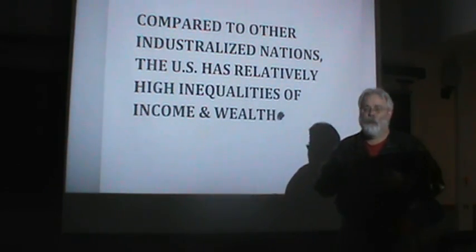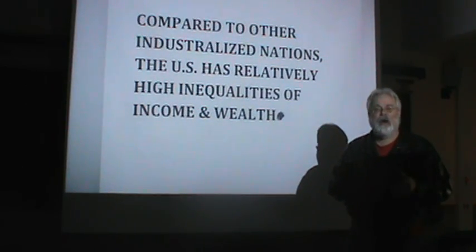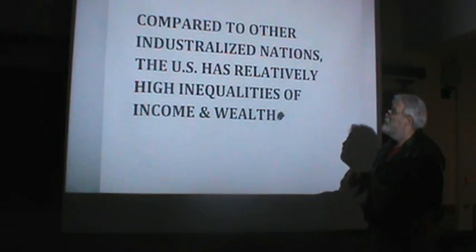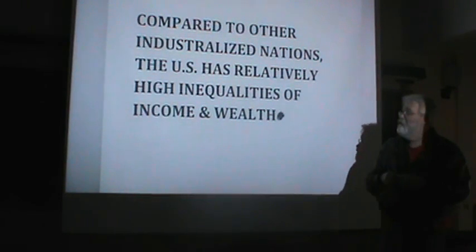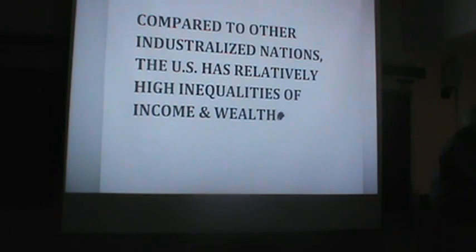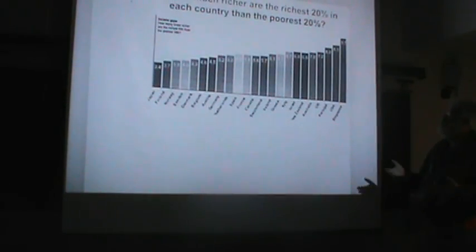Hello again. We're picking up right where we left off, talking more about inequality in America. Compared to other industrialized nations, the U.S. has relatively high inequalities of income and wealth. Again, a quick graphic to make the point.